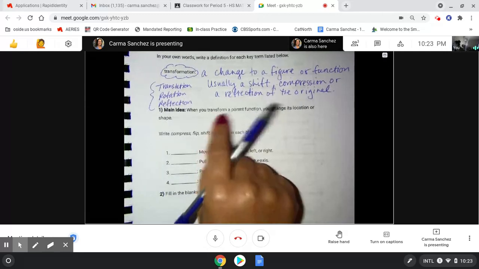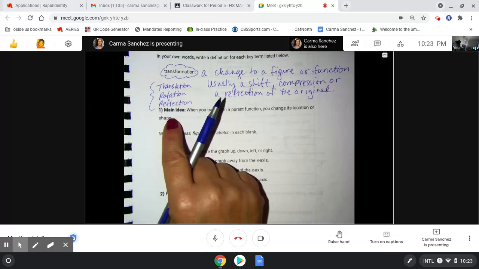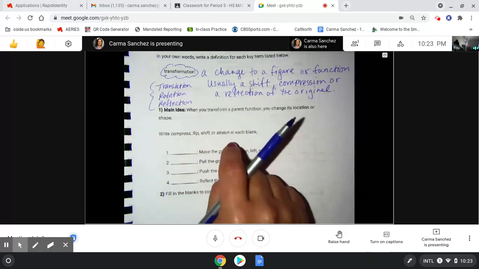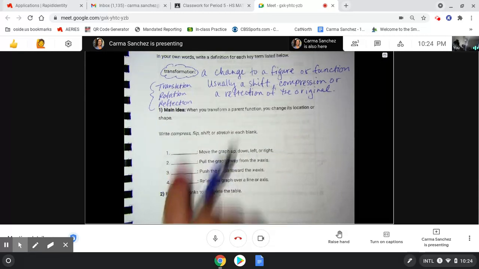So when you transform a parent function, you change its location or you change its shape. So we're going to be looking at different parent functions here in a second. Let's write compress, flip, shift, or stretch in each of these blanks.